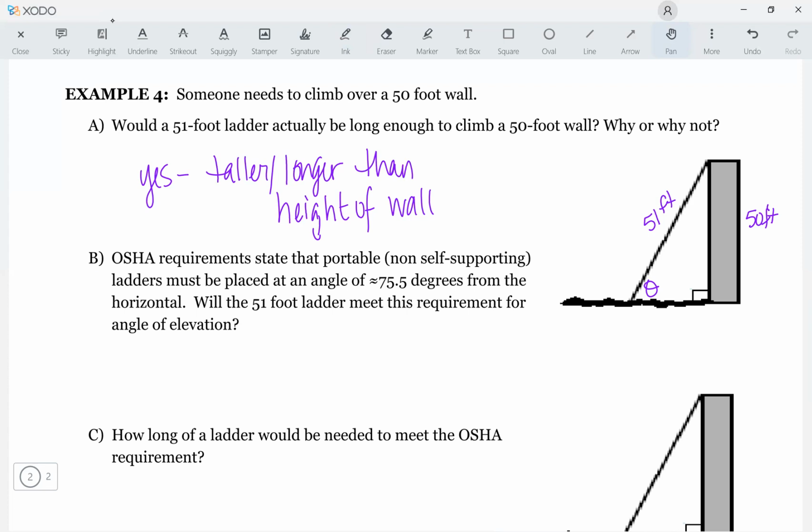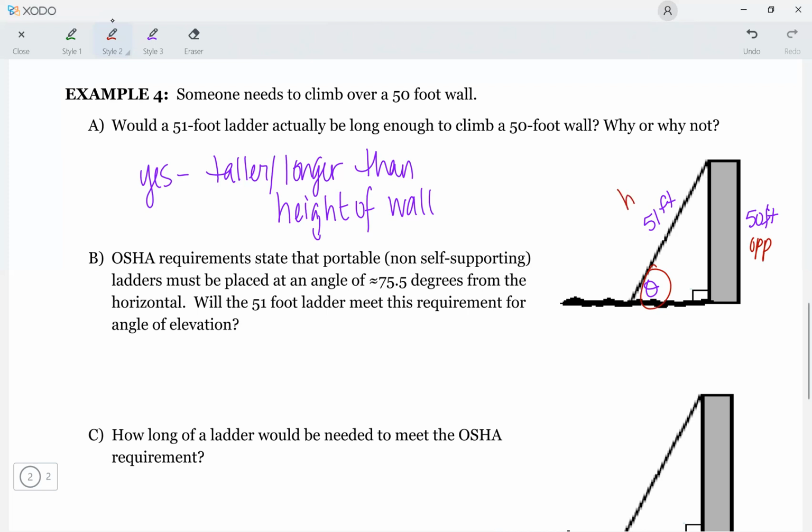So let's actually solve for that angle that we have in this scenario and see what happens. We know the height of the wall is 50 feet. So that's going to be our opposite side from our angle. 51 is our hypotenuse, our ladder. And so we can use sine. So sine of our angle theta is 50 over 51. So that means I actually have to use our technique from last class. So theta is sine inverse of 50 over 51. And we just plug that in our calculator.